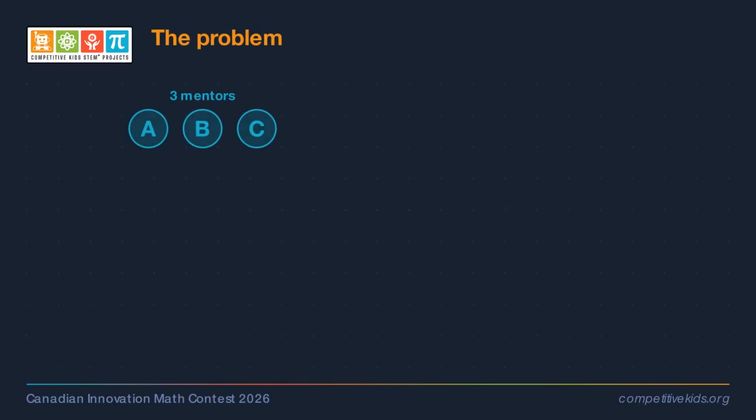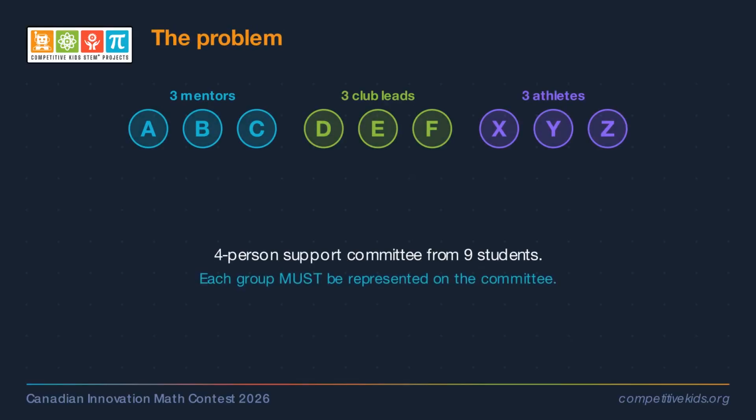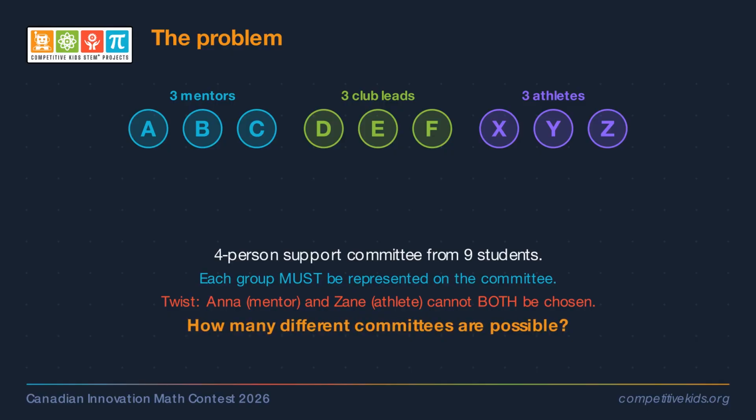An inclusive student support committee of 4 students will be chosen. There are 9 students in total, 3 mentors, 3 club leads, and 3 athletes. Each of the 3 groups must be represented on the committee. However, Anna is a mentor and Zane is an athlete. They cannot both be chosen for the committee because they are already on another support team. How many different committees are possible?